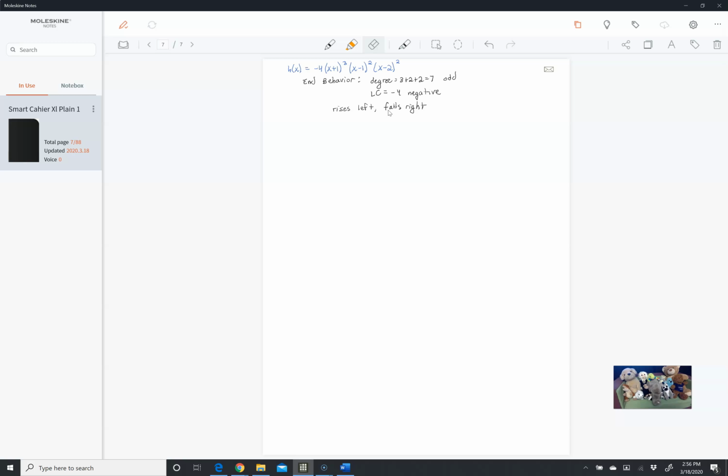And just so that you have it, what this is saying is as x approaches negative infinity, f of x approaches infinity. So x approaching negative infinity means it's going to the left. F of x approaching infinity says it rises. As x approaches positive infinity, that's going right, f of x goes to negative infinity, we're falling. That's just to review.